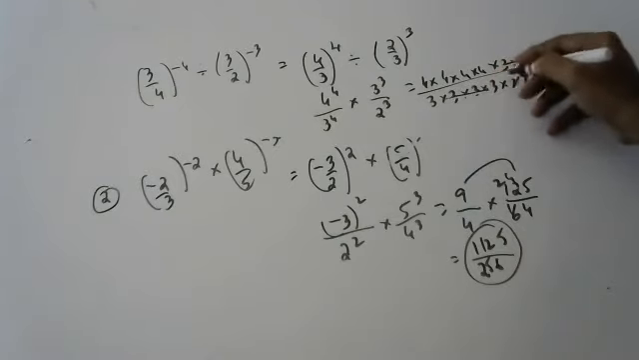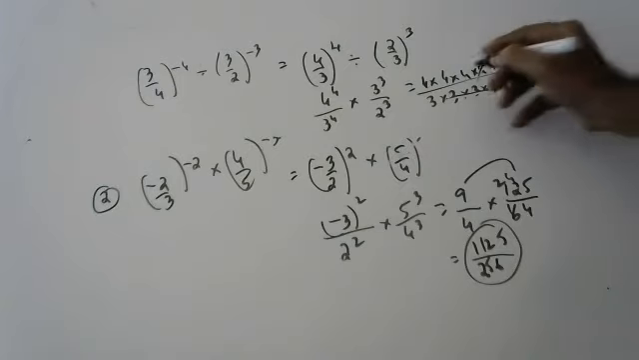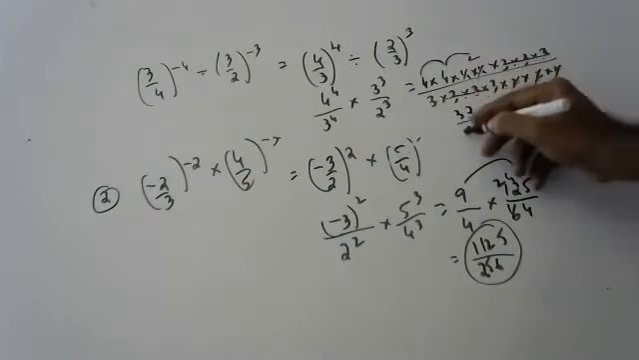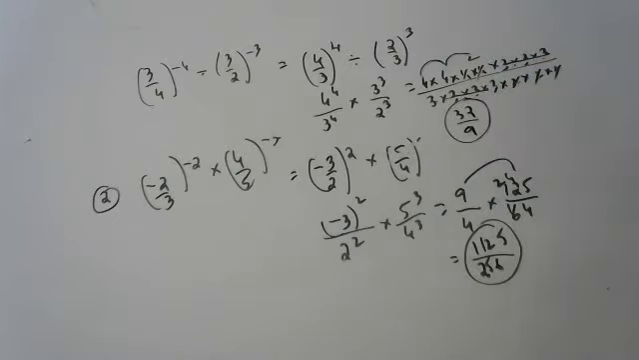3 is gone. 2 2s are 4 and 2 2s are 4. 2 4s are 8, 8 4s are 32. By 3 3s are 9. 32 by 9 is the answer. Next.